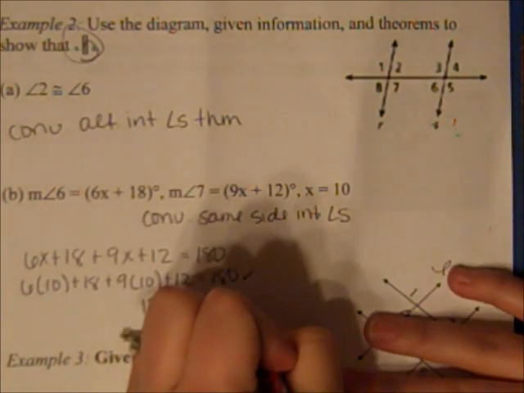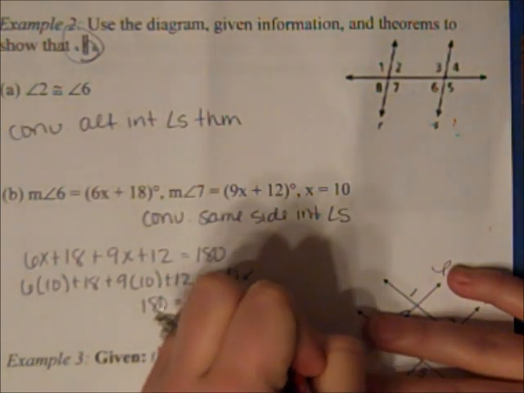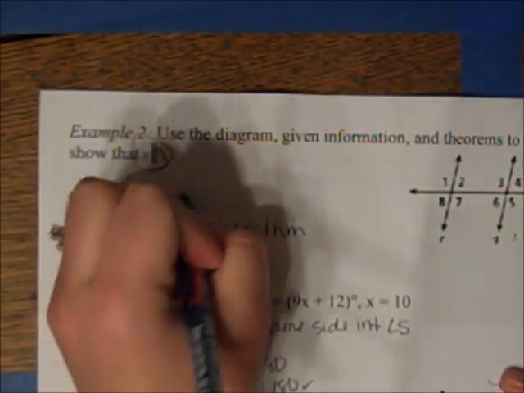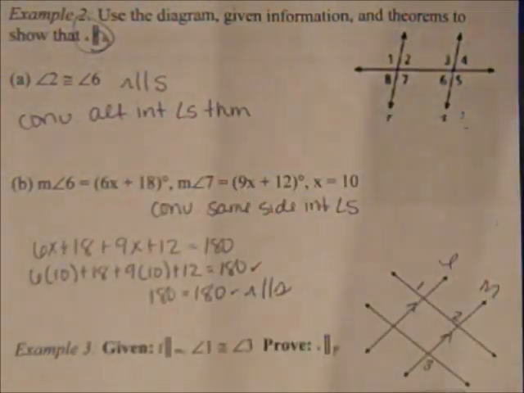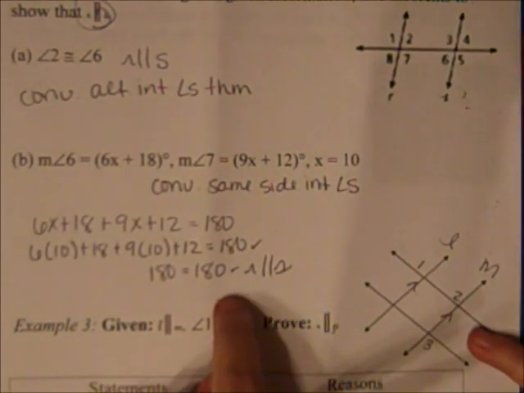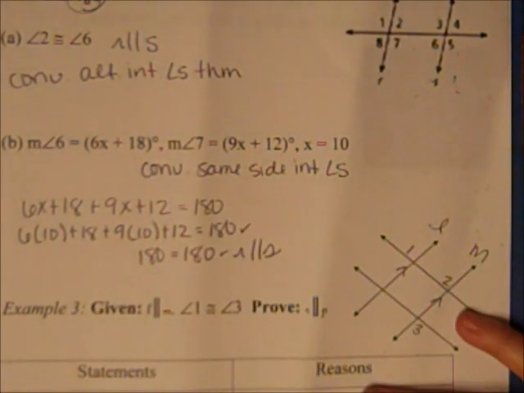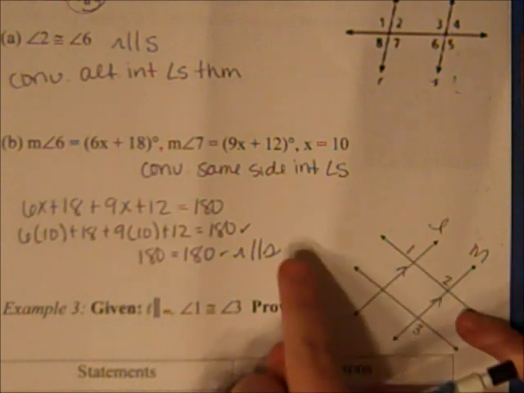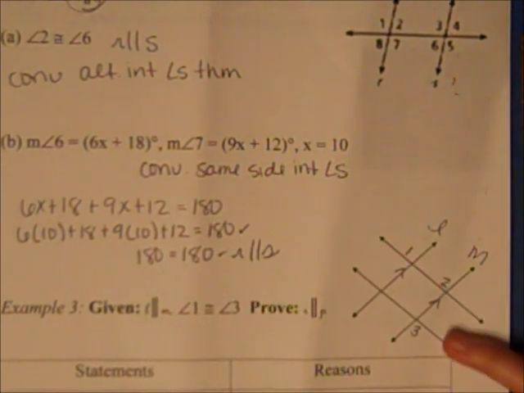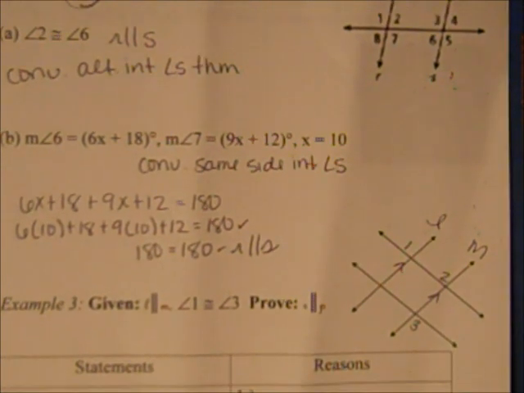Okay, so therefore, we should probably write that. R is parallel to S. We can write it over here. R is parallel to S because of the converse of the same side interior angles theorem. Good, so if you're ending with lines are parallel, you must be using the converse.